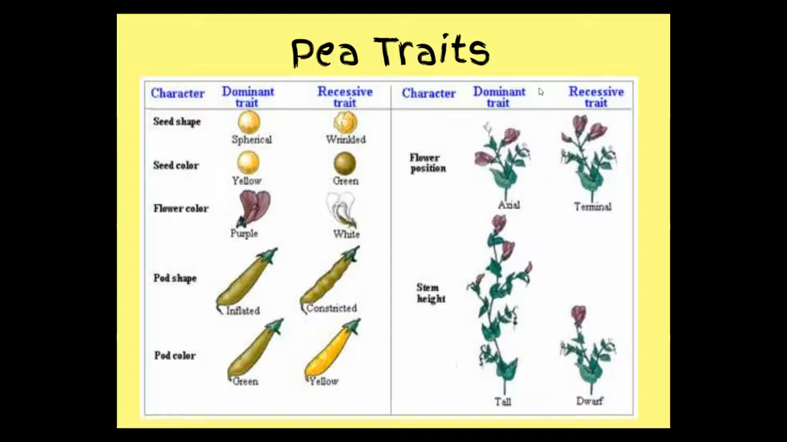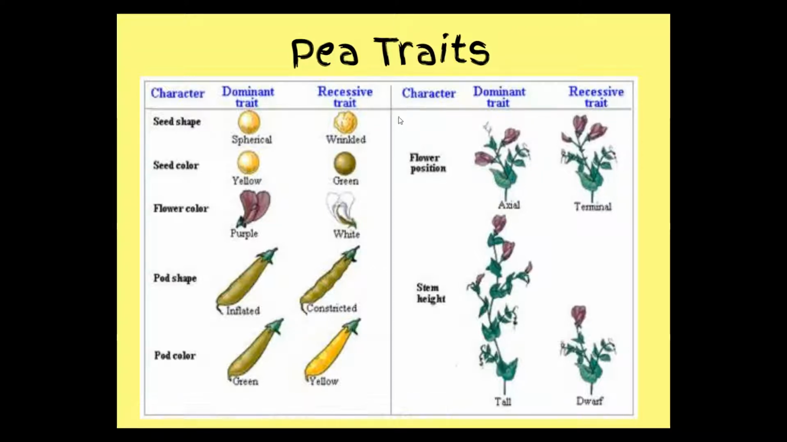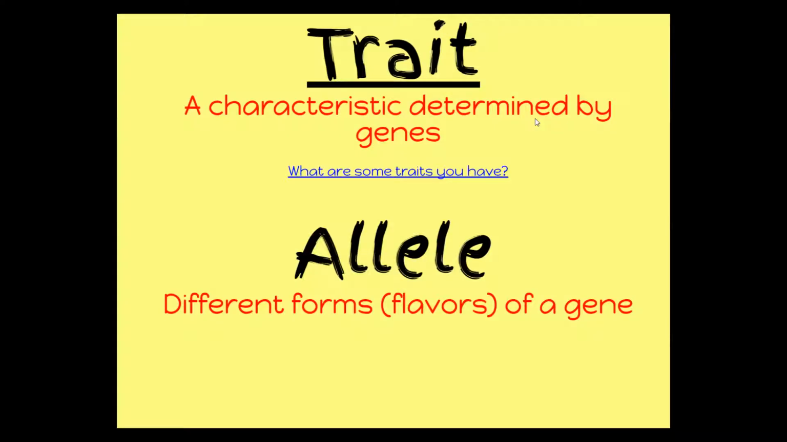And we've got pea plant traits. You've got different seed shapes, different seed colors, different heights, how the flowers are positioned, how the leaves are positioned, all kinds of different traits just in the pea plant. You can also think of some things in your life that are traits for you that are genetic as well. All right, if you don't already have this, go ahead and write down the definition.